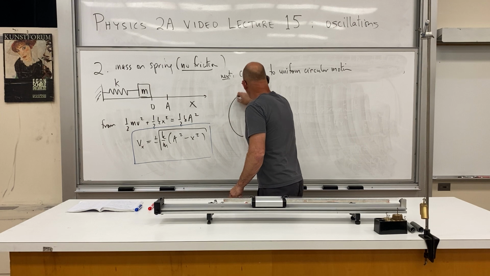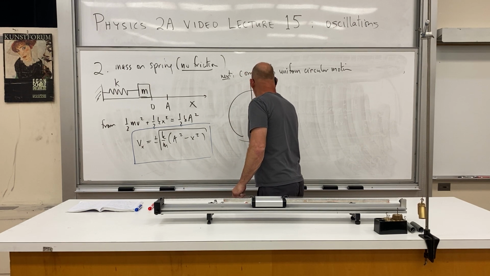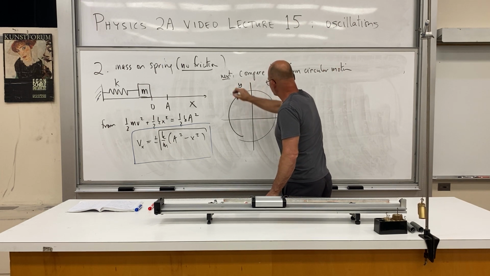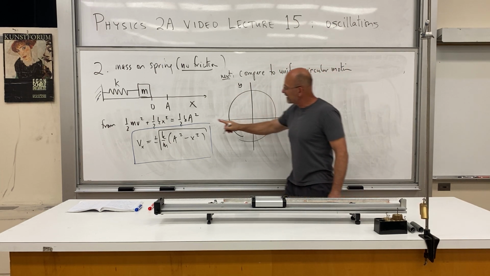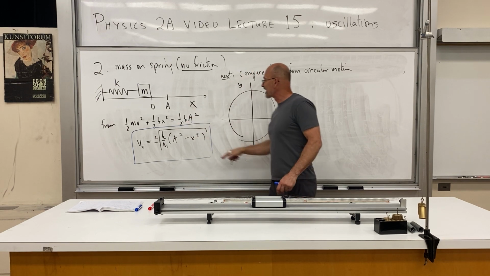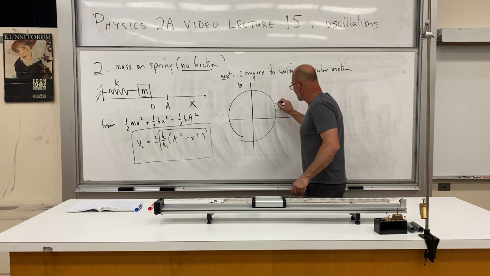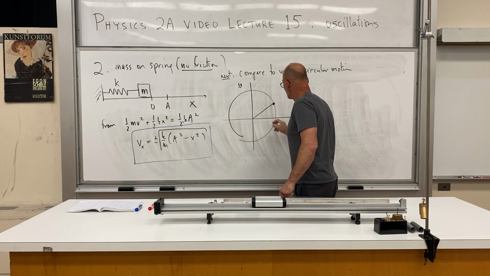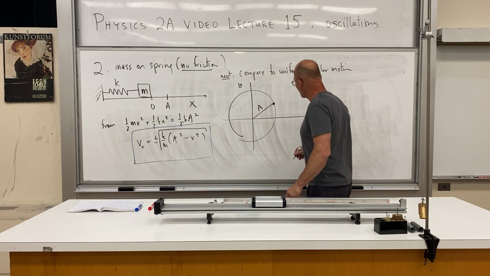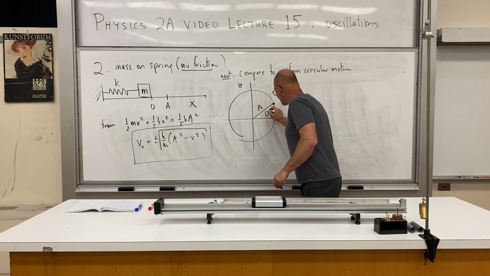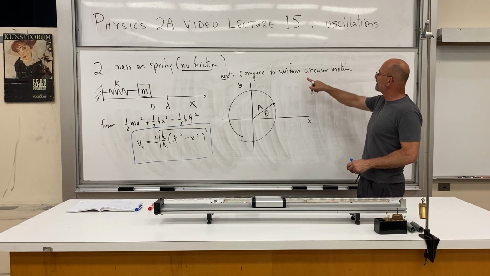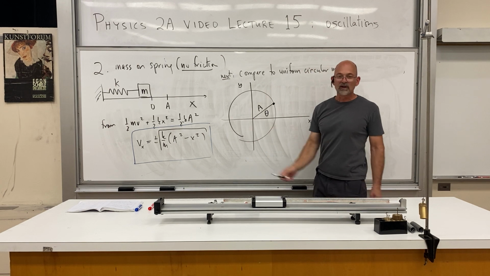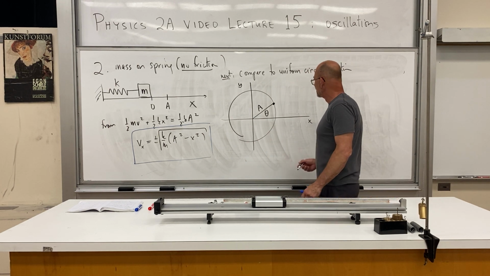So let's go ahead and draw a circle. And we have an x-axis here. There's a y-axis. And this circle is of radius capital A. Radius capital A, the amplitude. So if we have a point here, there's our mass. That's the length A right there. And there's a theta. Okay, but I said this is uniform circular motion. So this point is going around in a counterclockwise circle at a constant speed.